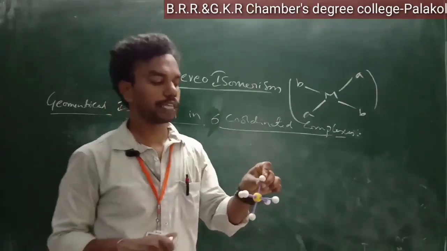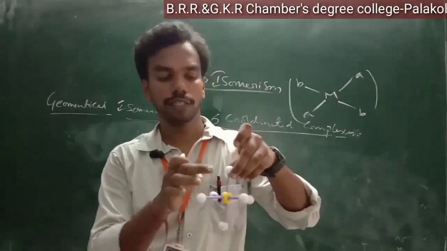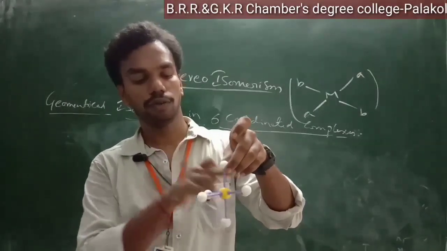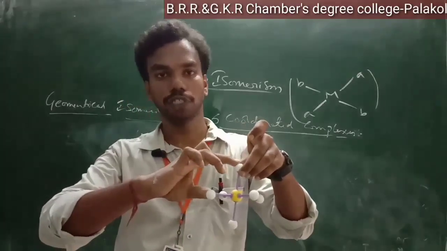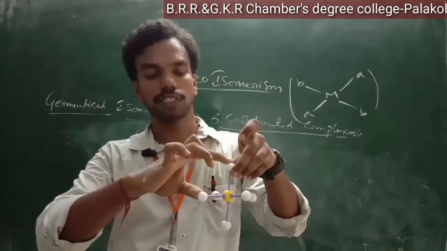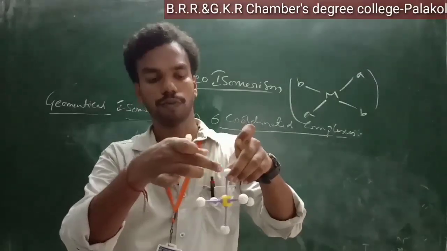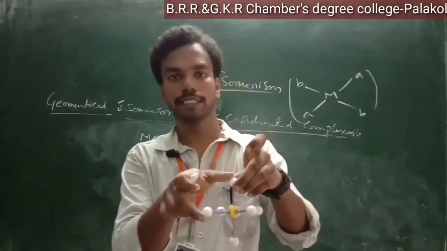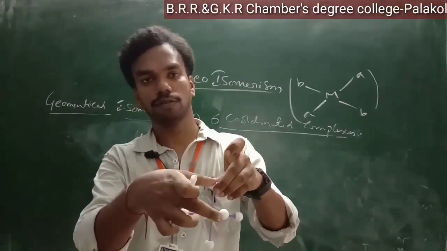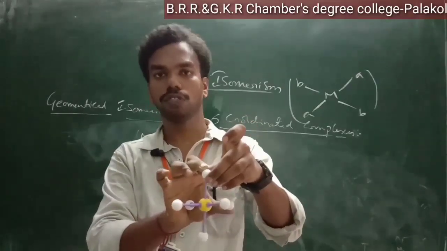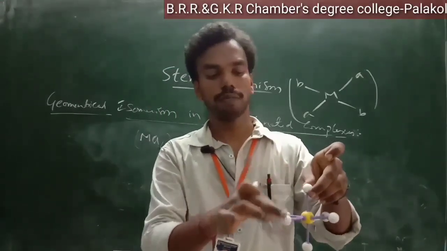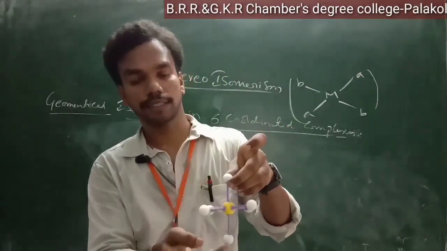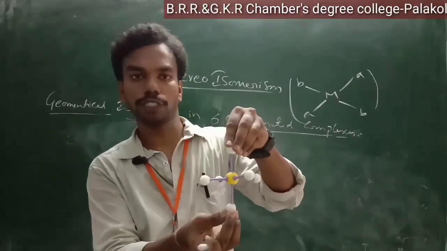One more thing I want to tell you, the positions. Here first 1, 2, 3, 4, 5, 6. Positions 1 and 2 are adjacent, 90 degrees. So these two ligands are in cis position. Here 1, 3 also cis position, 1, 4 also cis position, 1, 5 cis position. So 1, 2, 1, 3, 1, 4, 1, 5 are cis positions, and 1, 6, these two ligands are opposite. So this is trans.